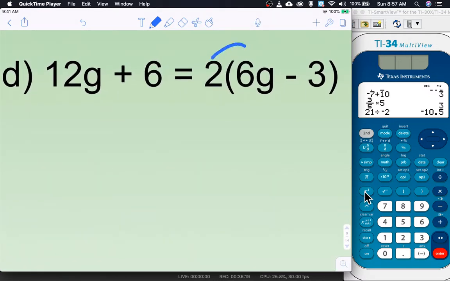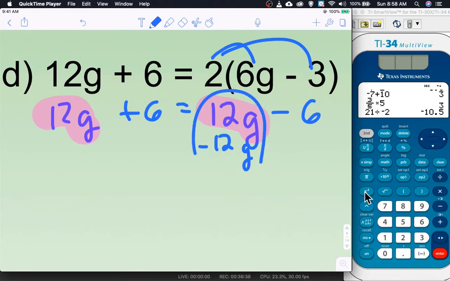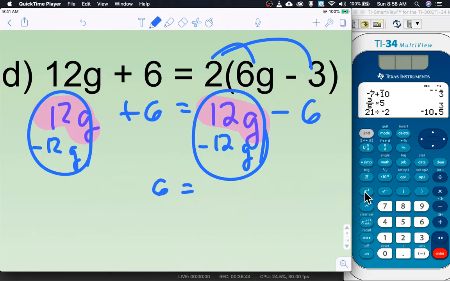Letter D. I'm distributing. I have 12g minus 6. I have 12g plus 6. I know this 12g and this 12g will have the same value. If I subtract 12g on both sides, I'm left with a 6 and, here's the trick, it's still a minus 6.